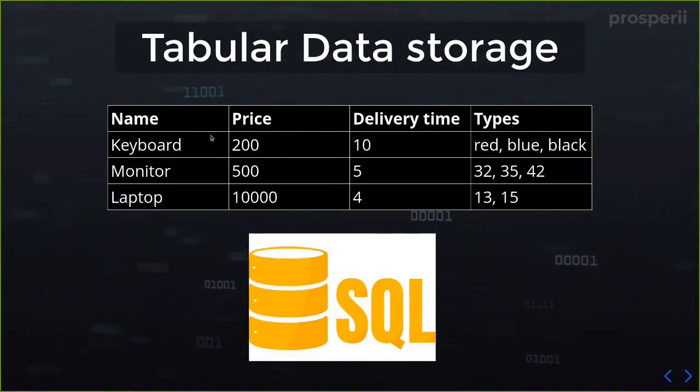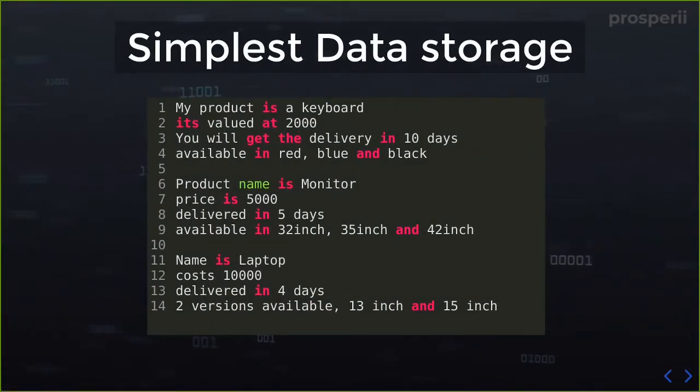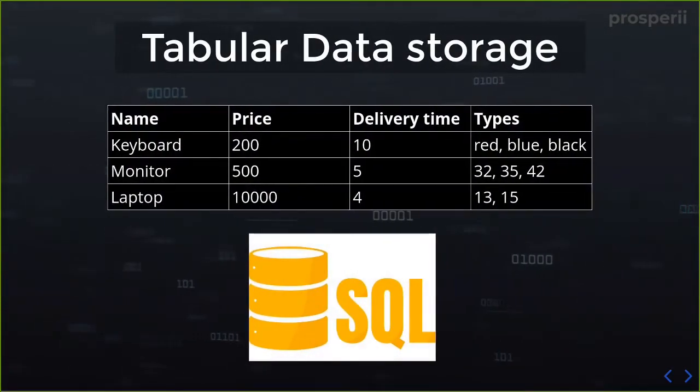So with that, we as computer scientists came up with a new approach. Instead of storing data in simple sentences, we started storing data in a tabular format. For instance, over here, every row represents one data object or one item in our e-commerce platform. So essentially we have keyboard here, then we have a price, then we have a delivery time, and then we have types of keyboards.